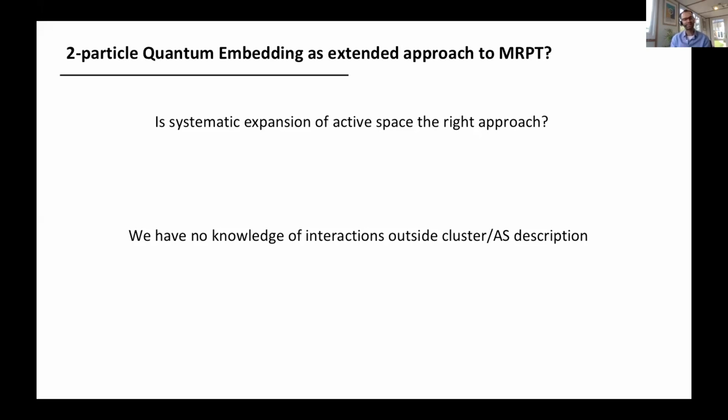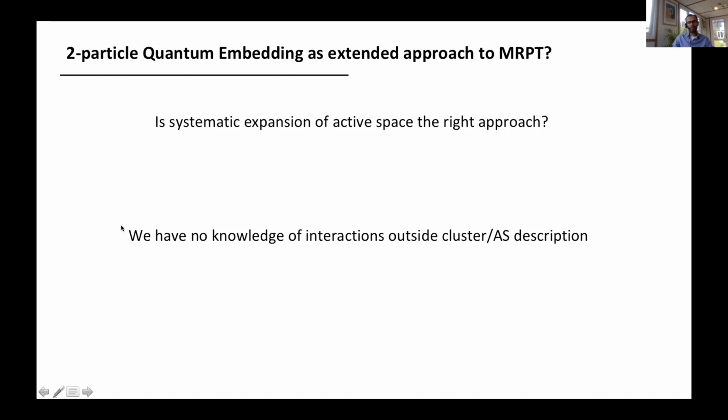But the active spaces are quite large if you really want to systematically converge that physics. And is that really the right approach? Is a systematic expansion of the active space really the right approach to converge the physics? And from a multi-reference quantum chemistry perspective, you'd say no. You don't really try to converge the active space of your molecule. What you do is you do some multi-reference perturbation theory for the dynamic correlation on top of it.